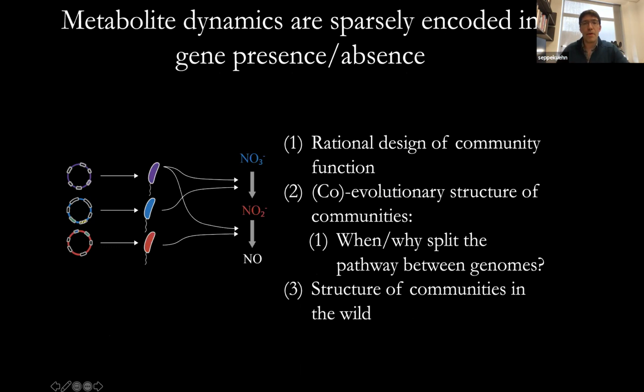So just to close up, I think we've shown that the metabolite dynamics are sparsely encoded in the gene content, and this opens up a host of exciting questions. Can we design communities? Can we understand the evolutionary principles behind this? And can we look at the structure of communities in the wild?